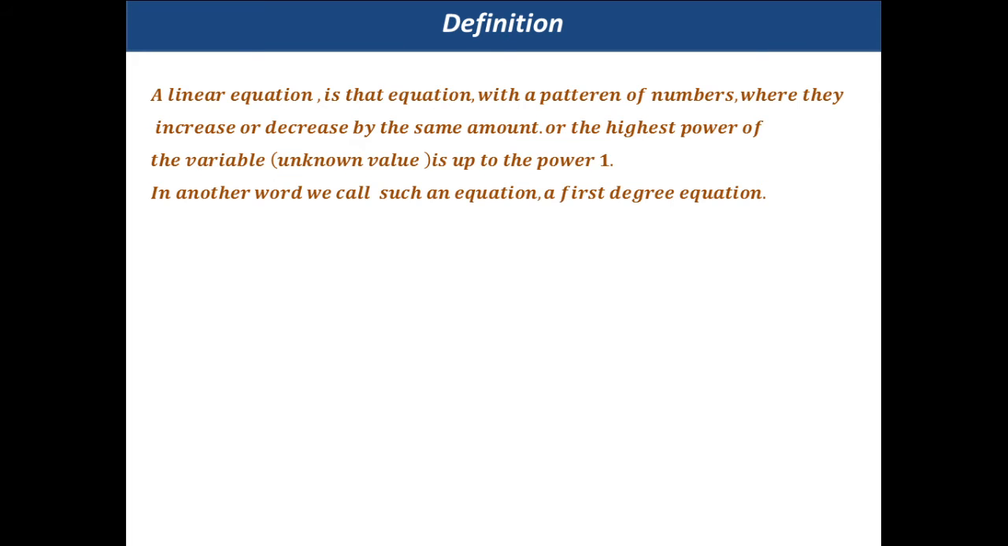So what's a linear equation? It is an equation with a pattern of numbers. I mean, this pattern can be numbers, also variables, but it's a certain pattern of a mathematical equation where the increase and decrease in the values are the same amount. When the changes between two variables are the same amount, then we have a linear relationship. We call it linear changes, an equal value of change between the two variables.